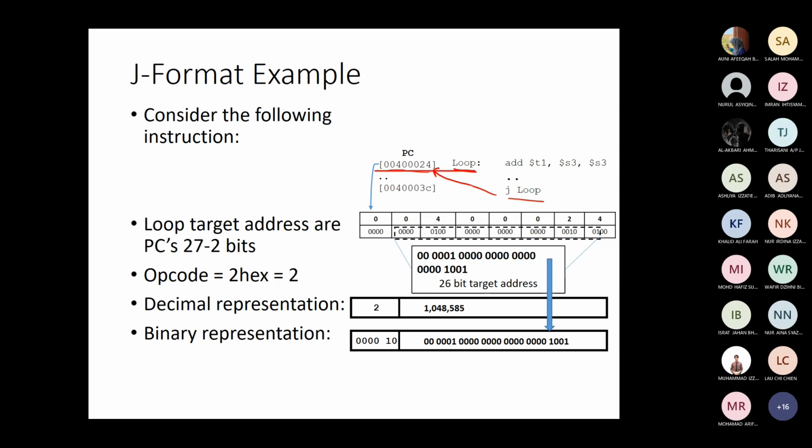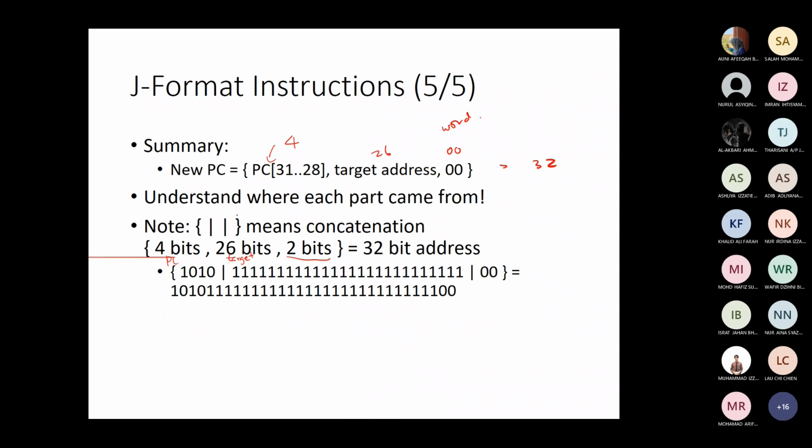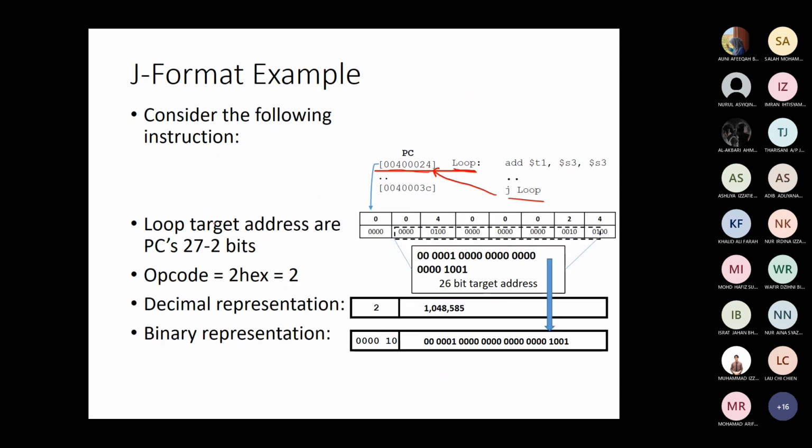So they will take out the current PC, the first 4 bits. So the loop target address is 000. This one, this one, okay, is 000. And then the next 26 bits come from the loop target address. So here is 004000024.